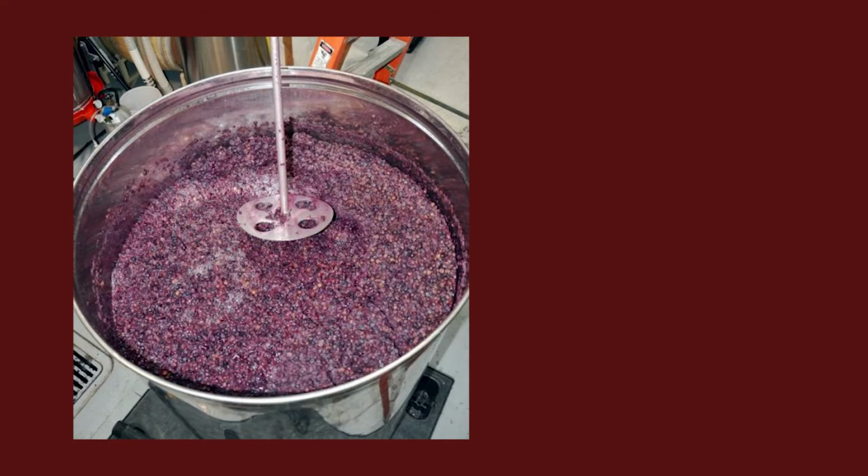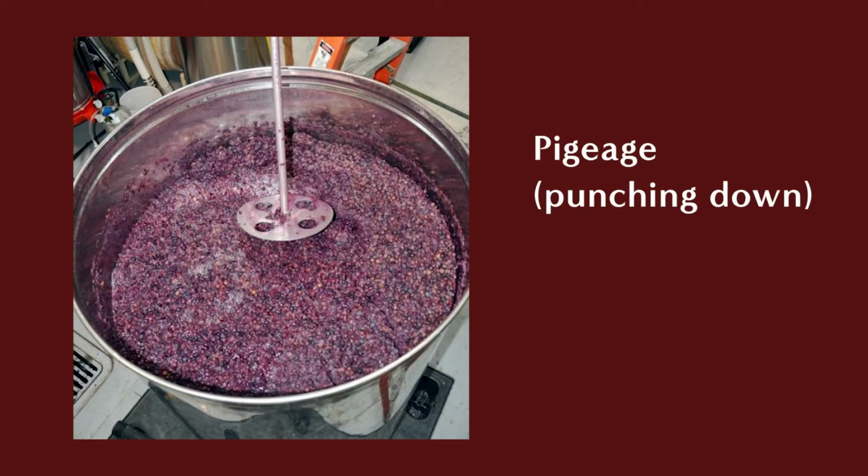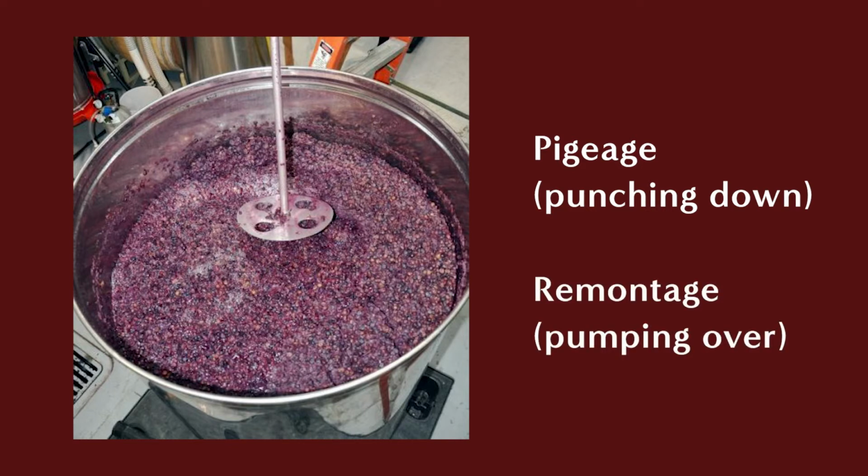The two basic ways to keep the skins in contact with the juice are what's called pigeage, translated punching down, several times a day. The cap, or the floating skins, are pushed back down into the juice. Also, remontage, translated pumping over. This is done on a regular basis, and this is when the juice from the bottom of the tank is pumped up to the top of the tank, over the skins or the cap.